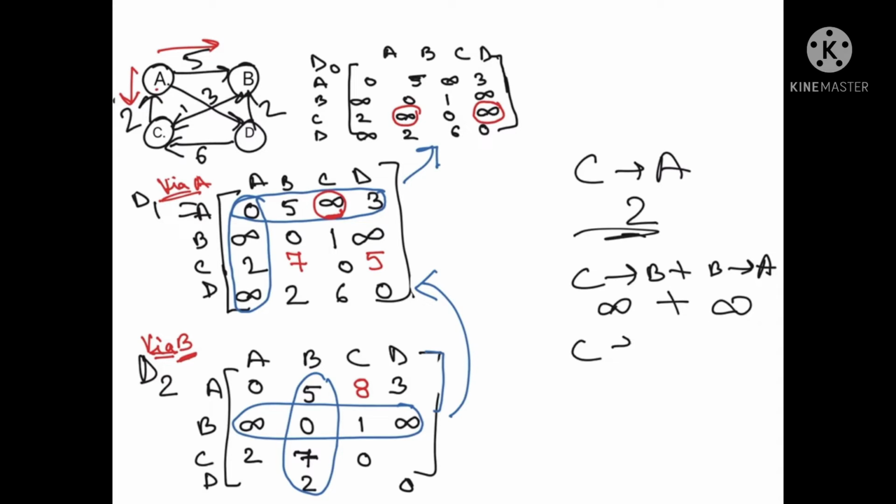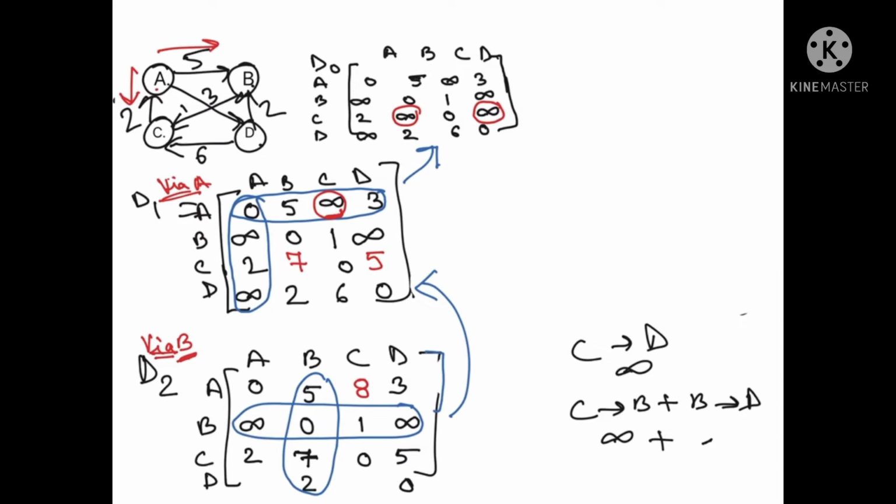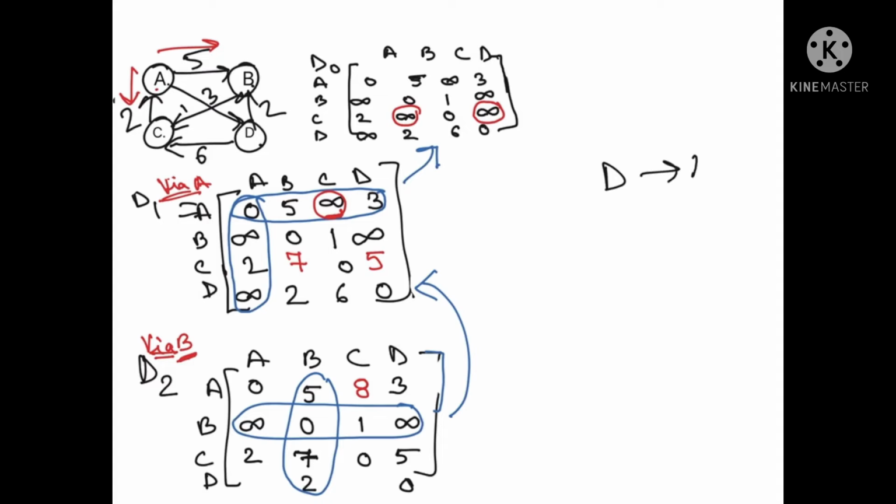Now C to D. So we have to go C to D. So C to D is infinity. Now see, C to B plus B to D. So C to B is what? C to B is infinity, plus B to D is what? Again infinity. So this will remain the same. There is no change. Okay. Now D to A. Okay. Now we'll go to D to A.